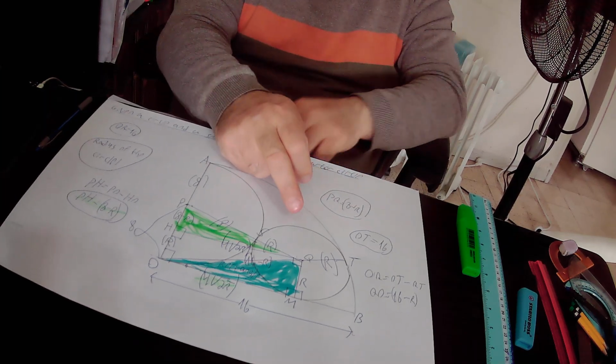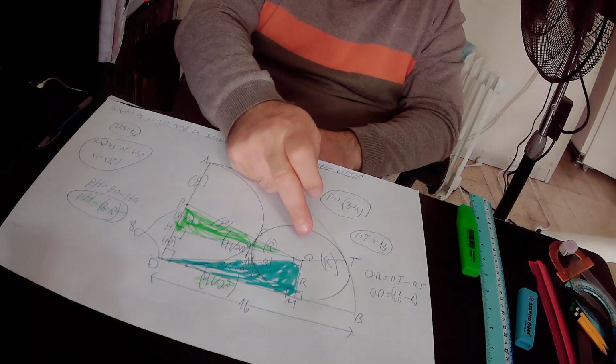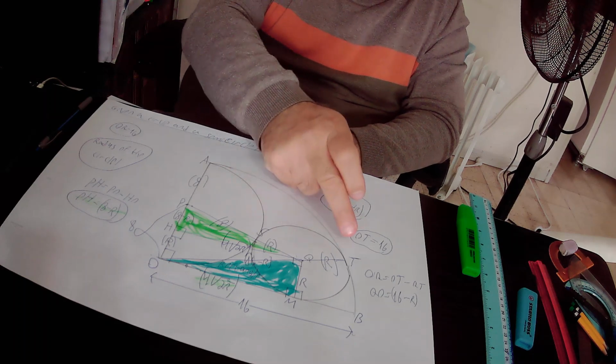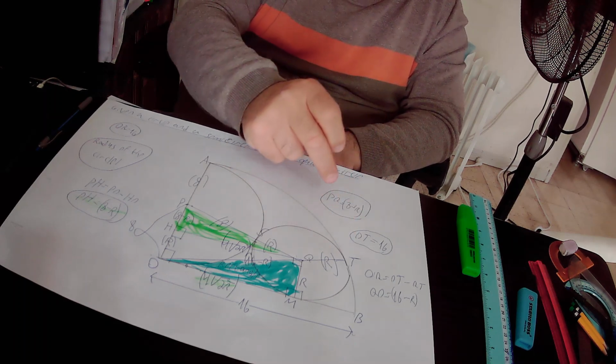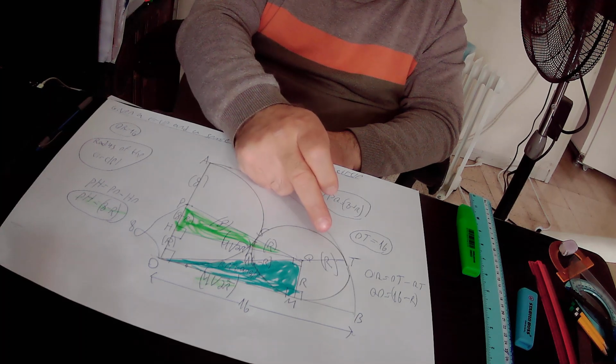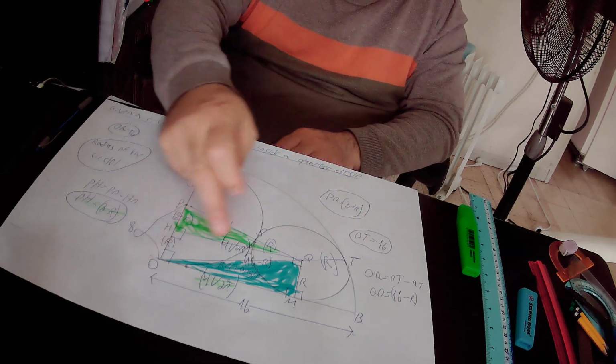What is the definition of line segment QT? Line segment QT starts from point Q, that is the center of this small circle, and ends at point T, that is a point on the small circle itself. So QT is the radius of this small circle, which is equal to R. So QT equals R and OT equals 16.